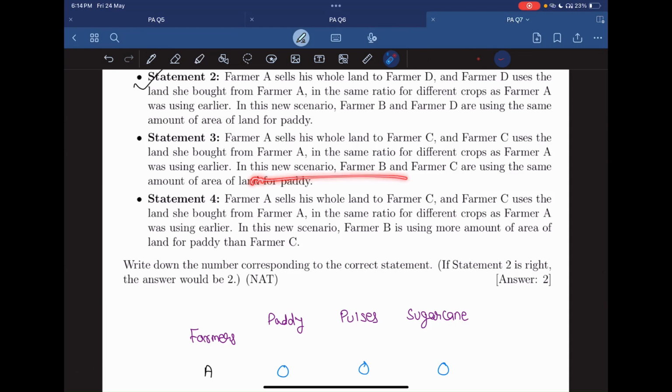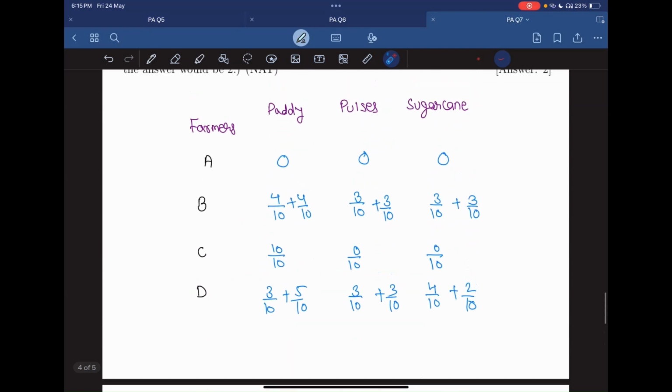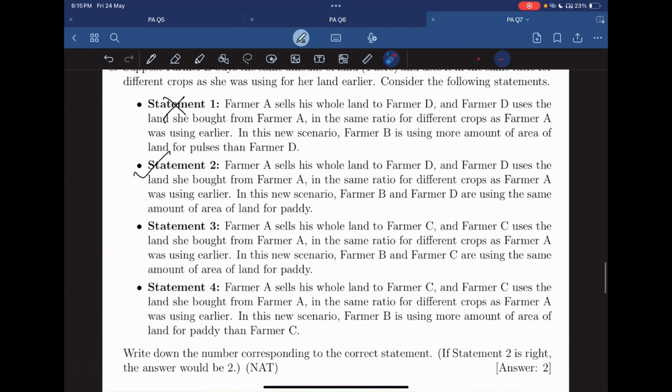In this new scenario, Farmer B and Farmer C are using the same amount of area of land for paddy. So for paddy, Farmer B is using 8 by 10, while Farmer C is using 15 by 10. So clearly Farmer C is using more amount of area. Statement 3 says that they are using the same amount of area of land for paddy. That is incorrect.